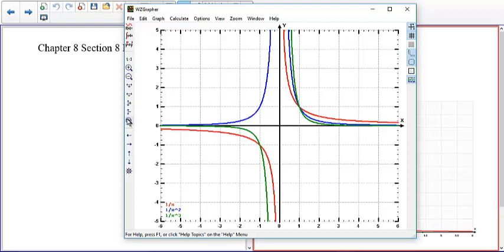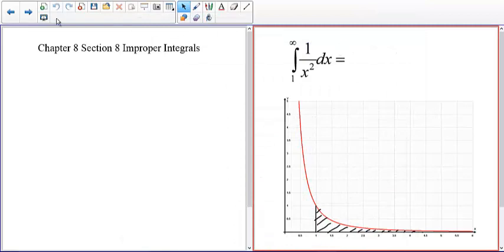So if I had 1 over x to the 1.0000000000001, that would have a finite area. But x to the 0.999999999 would have an infinite area. So there's a fine line between infinity and not infinity. Okay, so that's kind of the general concept here.